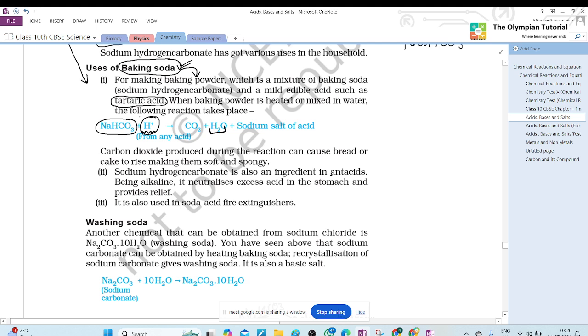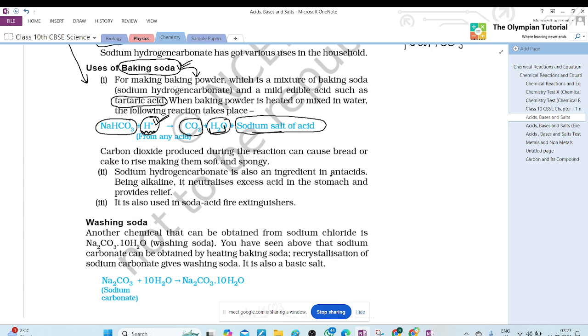Yes, ma'am. They are not discussing the formulas of tartaric acid or any other edible acid. They are only telling that if it is an acid, we will get H plus ion. So what will happen? Carbon dioxide is eliminated, along with water and the sodium salt of the acid, from any edible acid. That's why they are giving only H plus here. It is not possible to learn the formulas of all edible acids.